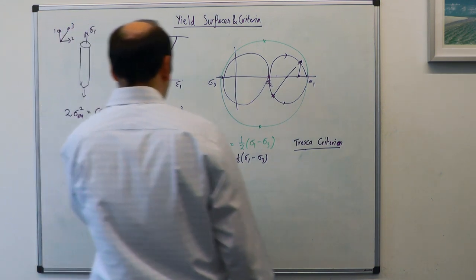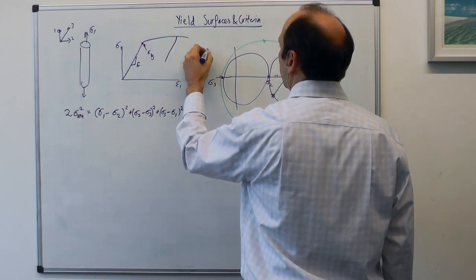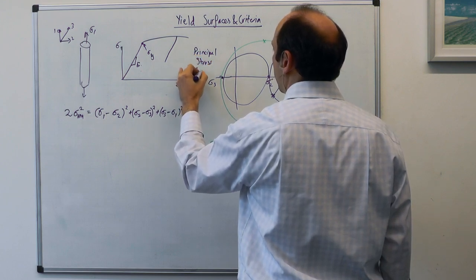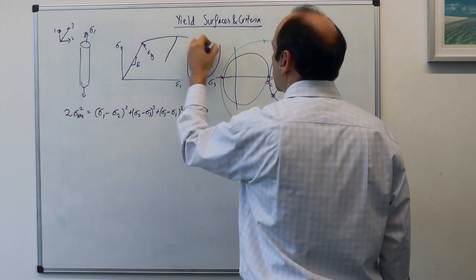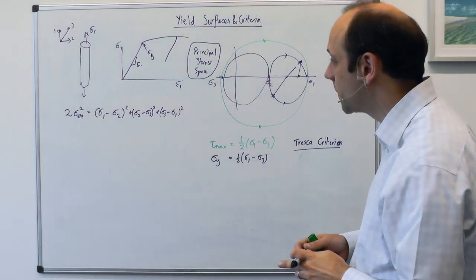So sigma 1, 2, and 3 are the principal stresses. So we're operating in principal stress space, if you like. So we've reduced the six-dimensional problem to a three-dimensional problem by first finding the principal stresses.